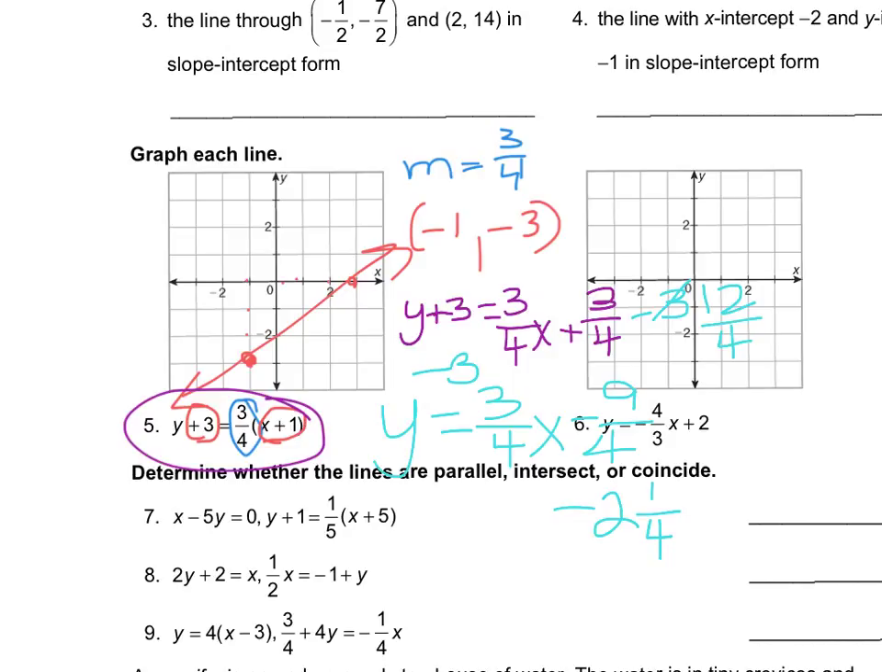Hang on, let me finish it. So -2 1/4 is here. That's my b, and my slope is 3/4. Up 1, 2, 3 over 1, 2, 3, 4, and I end up with the same line.